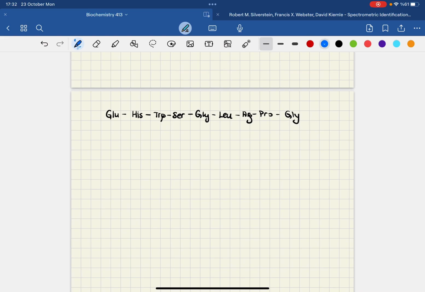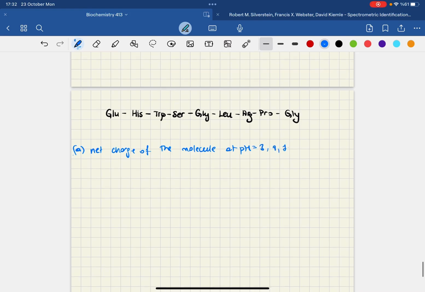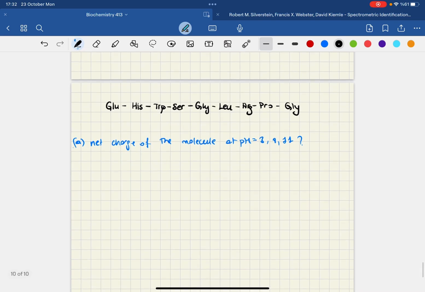Now, the question itself asks us, this is the A part, the net charge of the molecule at pH equals 3, 8, and 11. Now, how do we do that? First of all, there is something that we shouldn't forget.